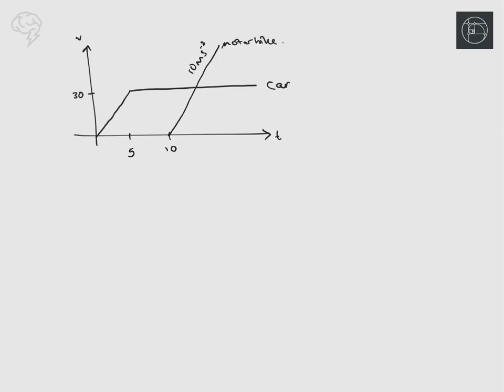A lot of students think that they are trying to find this point here, car overtaken by motorbike, because that's where the graphs are intersecting. But no, because this point here is a moment in time. It's the point in time where the motorbike and the car are both doing 30 meters per second. They're nowhere near each other.